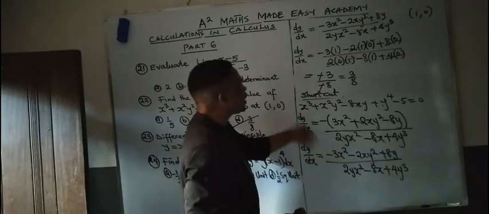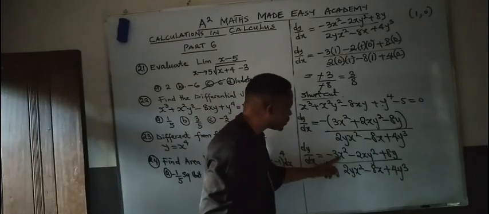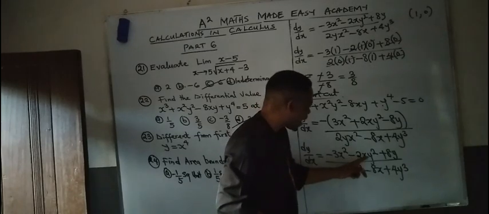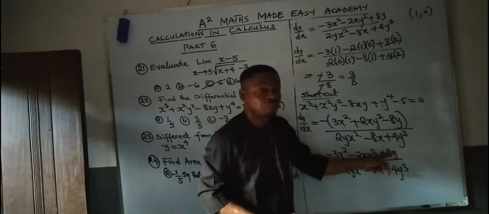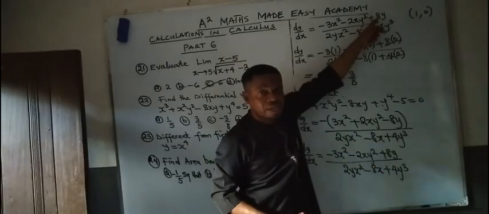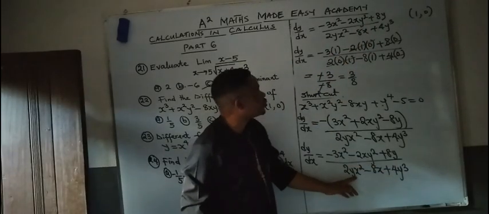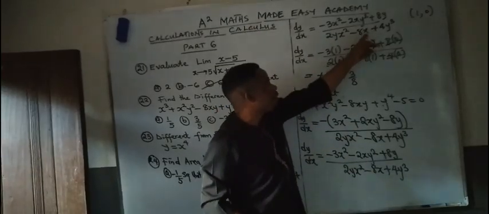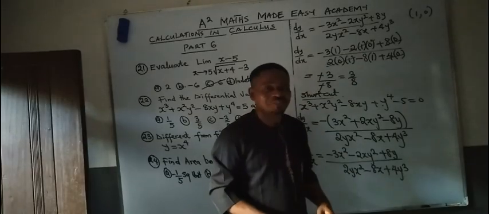Are you with me? Now let us equate this with what we saw using the normal method. What is here? Minus 3x squared. What is here? Minus 2xy squared. What is here? Plus 8y. Can we move to the denominator? What is here? 2y squared. What is here? Minus 8x. What is here? Plus 4y to power 3.